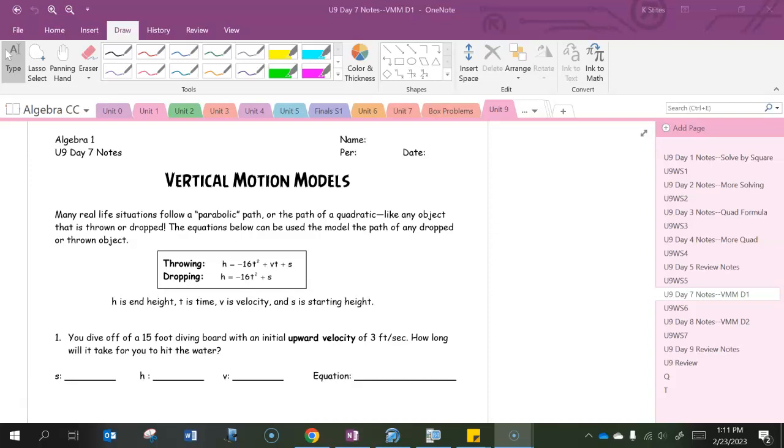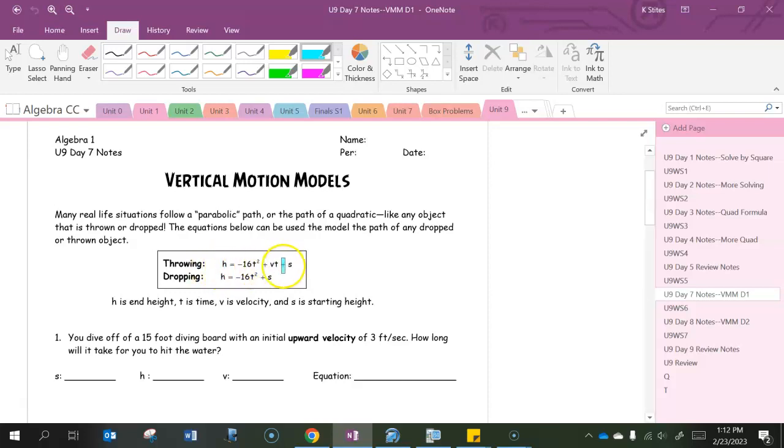Hello, Algebra 1. Today we're going to be talking about vertical motion models. Many real-life situations follow a parabolic path, or the path of a quadratic, like any object that is dropped or thrown. So we are going to use these two formulas today to help us with any situation in which something is vertically dropped or thrown.